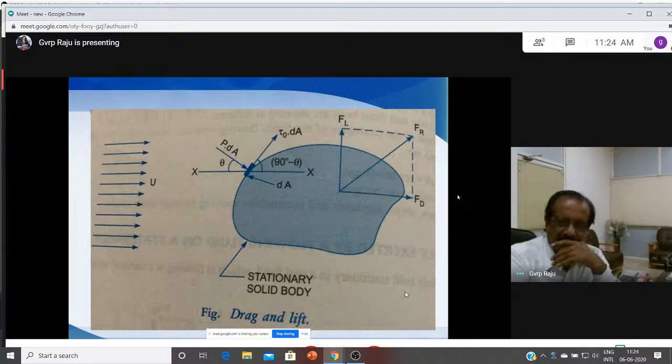Now how will you find out drag force and lift force here? Drag force is, so we can resolve these forces in the direction of motion of the fluid, that is the drag force, and resolve these forces in the normal direction, that is the lift force here, simple. Then how will you find out drag force for this case? Then you take the pressure force here, and pressure force is P into dA, and shear force is tau 0 into dA.